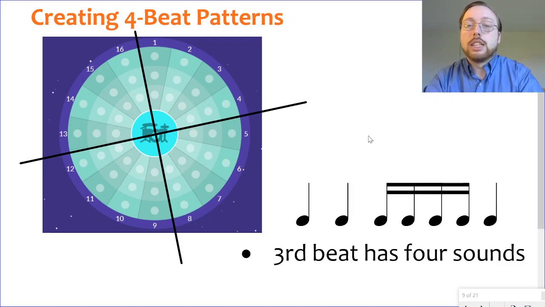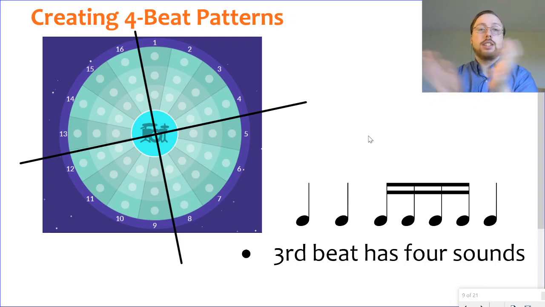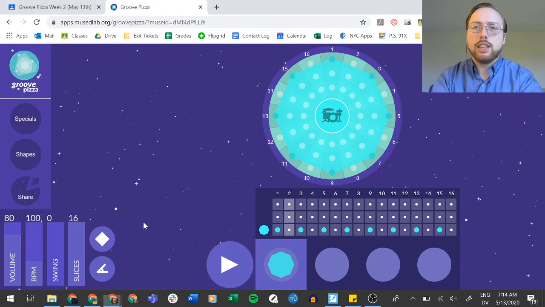Ooh. So now we're adding a tikka tikka. Let's clap this rhythm. Ready, go. Ta, ta, tikka tikka ta. So in this case, the third beat has 4 sounds because it's the tikka tikka. So that means we're going to have to put 4 sounds in this third quadrant. So 1, 2, 3, 4 means each of these slices is going to have a sound. Let's make that now.